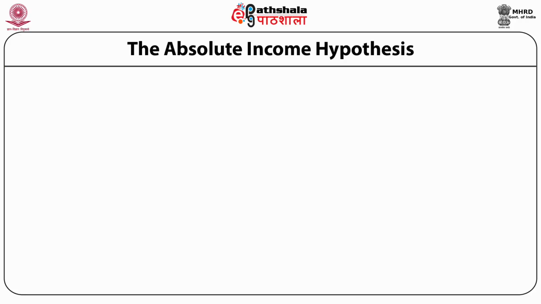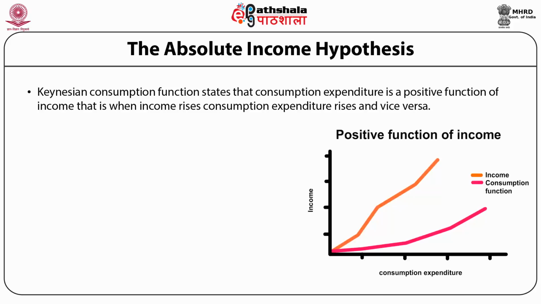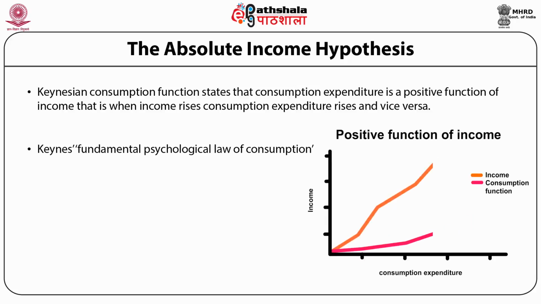The theory of consumption given by John Maynard Keynes is otherwise known as Keynesian theory of consumption, and it follows from the Keynesian consumption function. As you know, consumption function is nothing but a functional relationship between consumption expenditure and its determinants. Keynesian consumption function states that consumption expenditure is a positive function of income, that is, when income rises, consumption expenditure rises and vice versa. This relationship between consumption and income primarily follows from Keynes' fundamental psychological law of consumption, which states that men are disposed as a rule and on average to increase their consumption as their income increases, but not as much as the increase in their income.